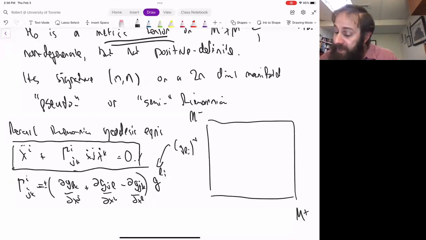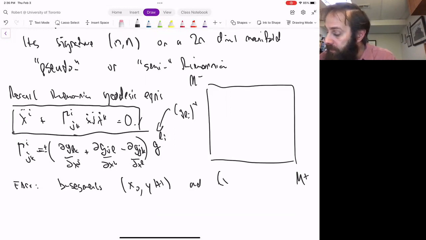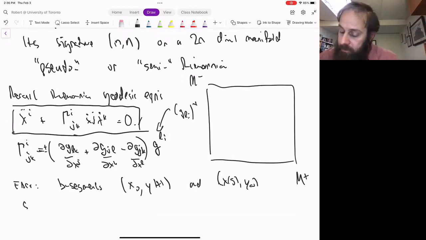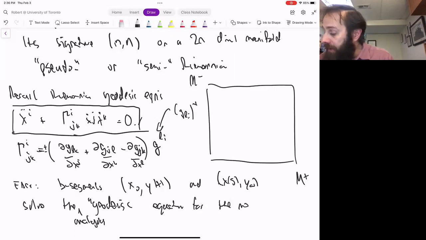And these B segments that I've been talking about, so here's another nice fact. B segments x0 y_t and x_s y0 solve the geodesic equation, the same geodesic, the analogous geodesic equation for the metric H on m plus cross m minus.